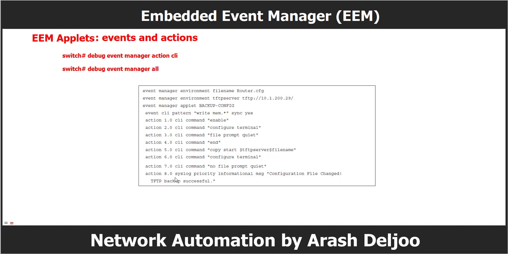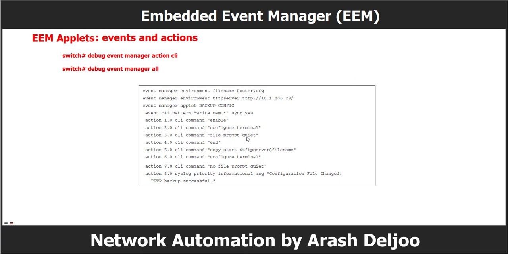And here, as you can see, we will have one syslog message with the priority of informational, meaning priority 6, and after that the message, configuration file change, TFTP backup successful. Actually, here we have two important actions. The router generates a syslog message that says configuration file change, TFTP backup successful. And after that, the startup config file is copied to, for example, the TFTP server.